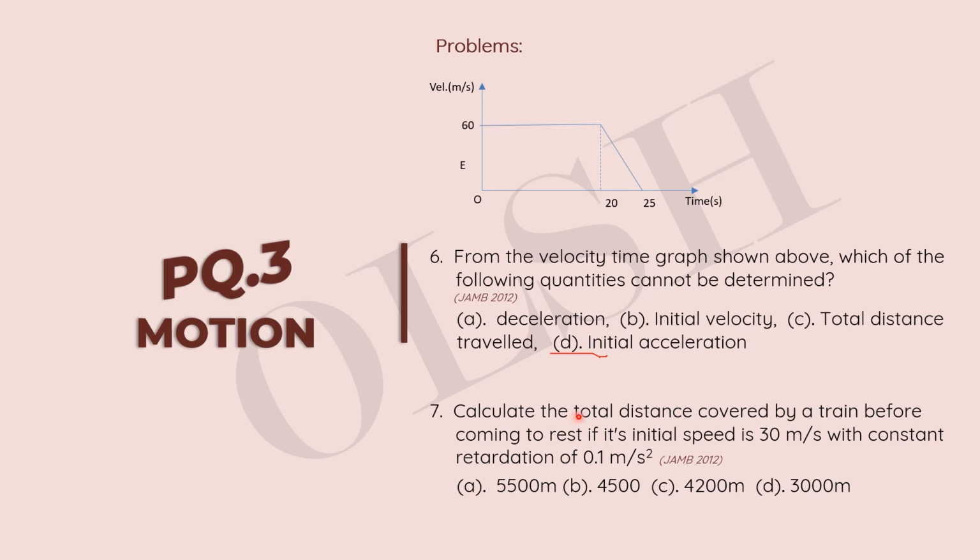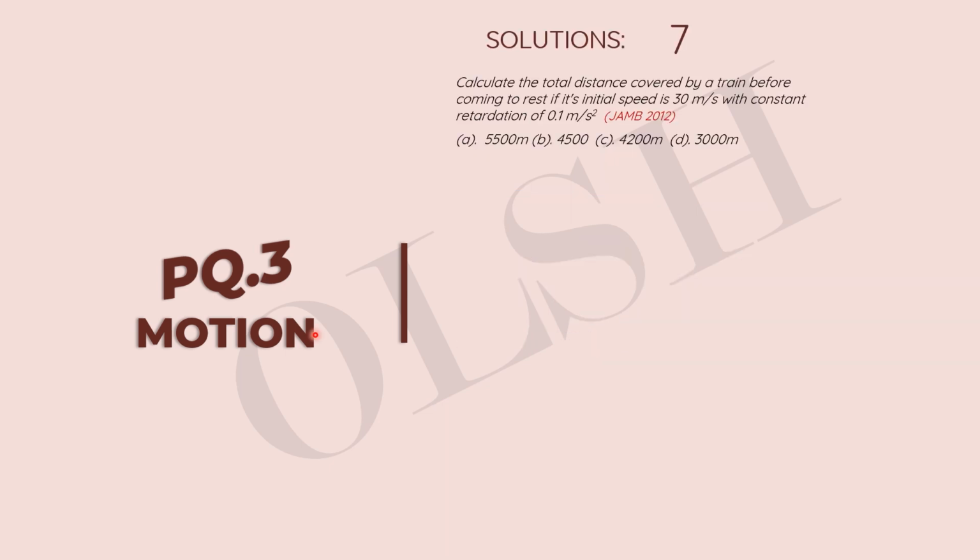Number 7. Calculate the total distance covered by a train before coming to rest if its initial speed is 30 meters per second with constant retardation of 0.1 meters per second squared. Let's get to know the variables we are given here. First of all, we are given the initial speed of the train to be 30 meters per second. All right, we are also given the retardation, or the acceleration to be minus 0.1 meters per second squared, or the retardation to be 0.1 meters per second squared.